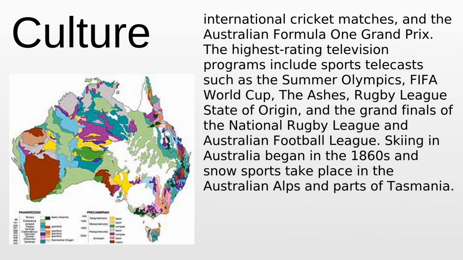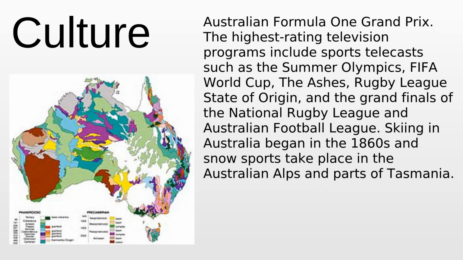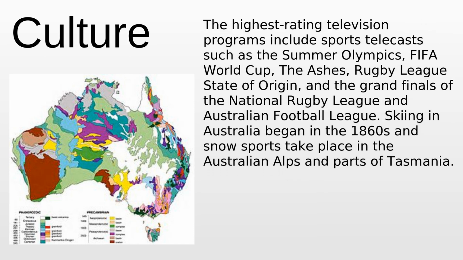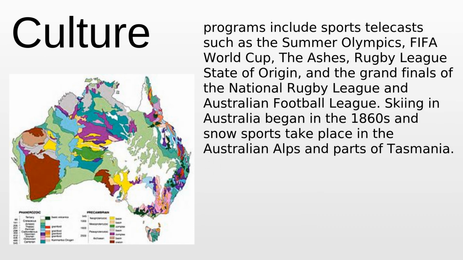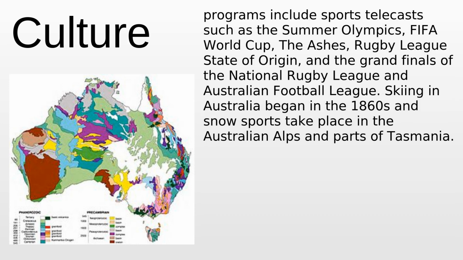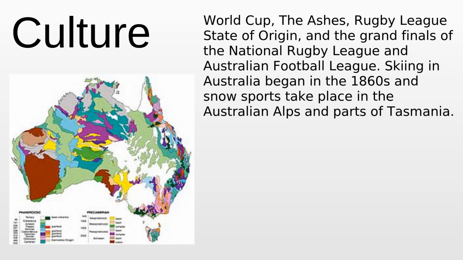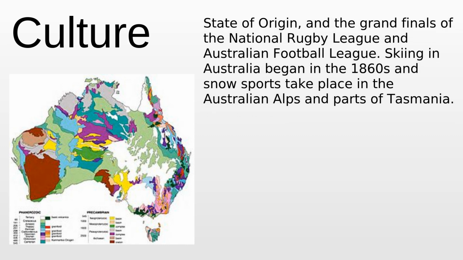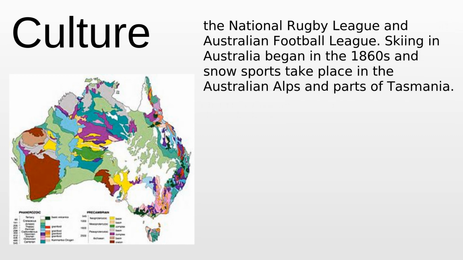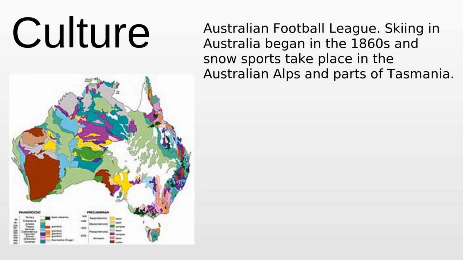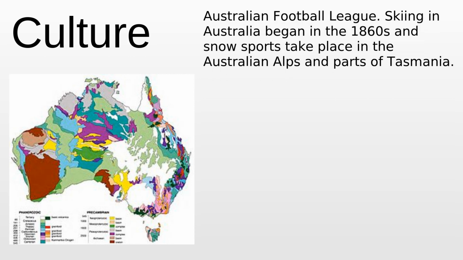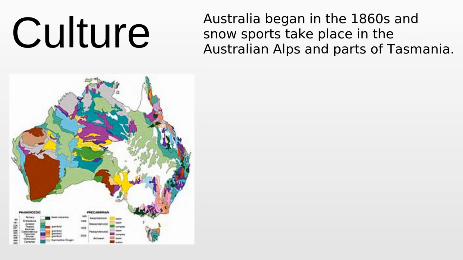The highest-rating television programs include sports telecasts such as the Summer Olympics, FIFA World Cup, the Ashes, Rugby League State of Origin, and the grand finals of the National Rugby League and Australian Football League. Skiing in Australia began in the 1860s and snow sports take place in the Australian Alps and parts of Tasmania.